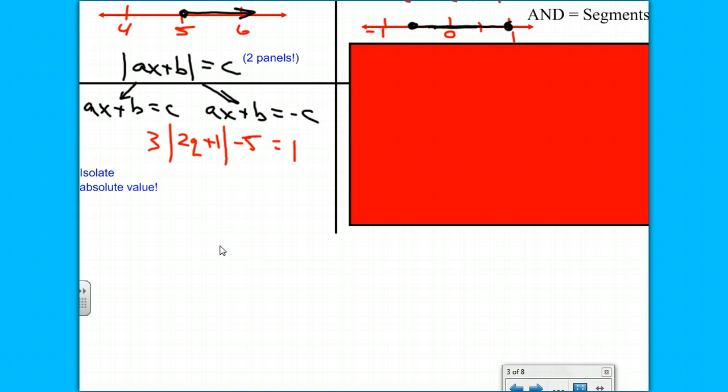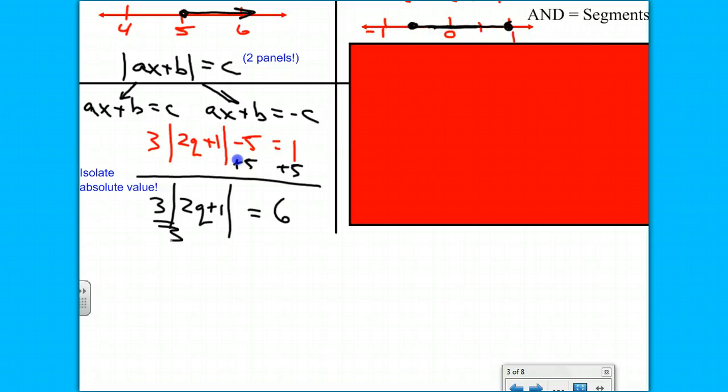So you're going to add 5 like you said. Oops, this is frozen. I'm sorry. So you're going to add 5, and well, this is an equation, right? So 3 times the absolute value of 2q plus 1 equals now 6. And then you said we would divide both sides by 3. When we do, 3 over 3 is 1. So we have isolated the absolute value. 2q plus 1 equals 2. So now what do we do?